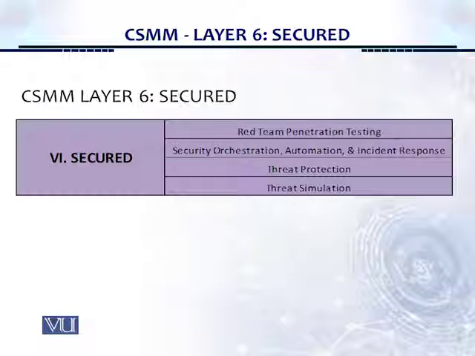The cybersecurity maturity matrix, as we have discussed, is designed to implement security in a specific model, which is sequential, proactive, and structured, and is designed to categorize security and to make the implementation of security consistent. In layer 6, we have 4 controls or activities: threat simulation, threat protection, security orchestration, automation, and incident response, and finally red team penetration testing.